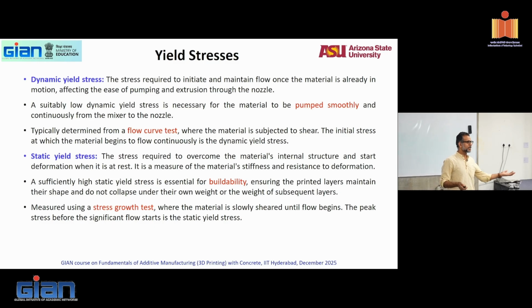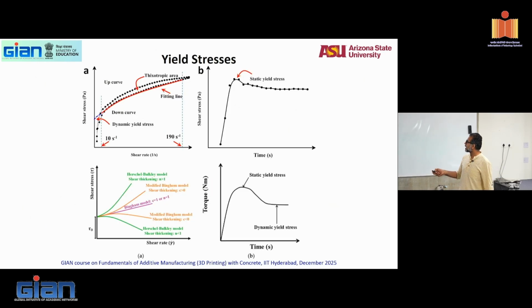the dynamic yield stress. Again, protocol differences, you're measuring two yield stresses. So if I do shear rate ramping, up curve, down curve, I do the straight line, I come here, that's my dynamic yield stress if I do a shear rate curve. Whereas if I do a shear stress as a function of time, wherever it gets to maximum is a static yield stress, and then the flow continues unimpeded. So that's the static. So this is for buildability.